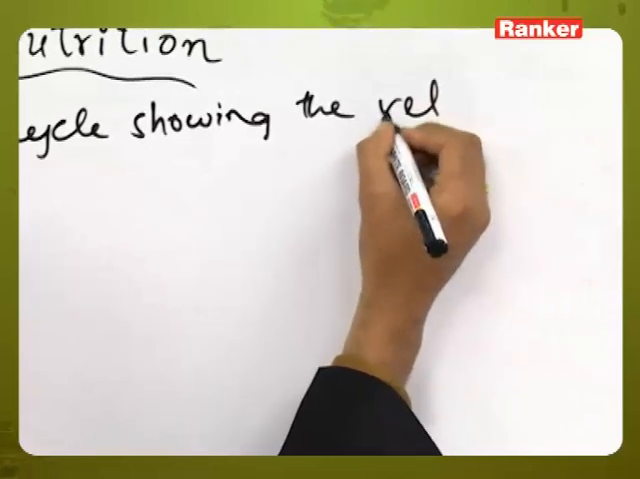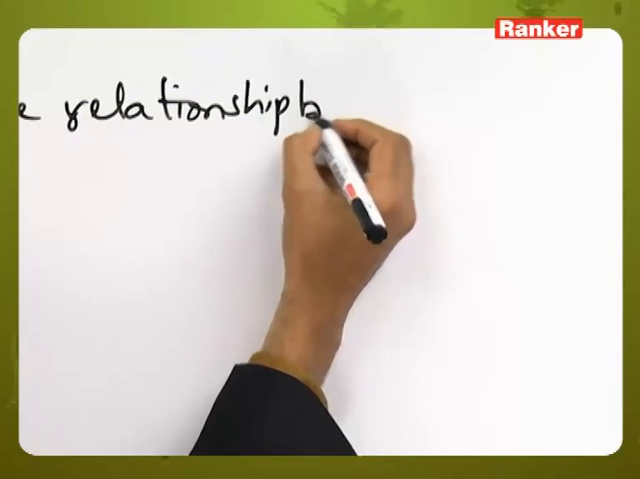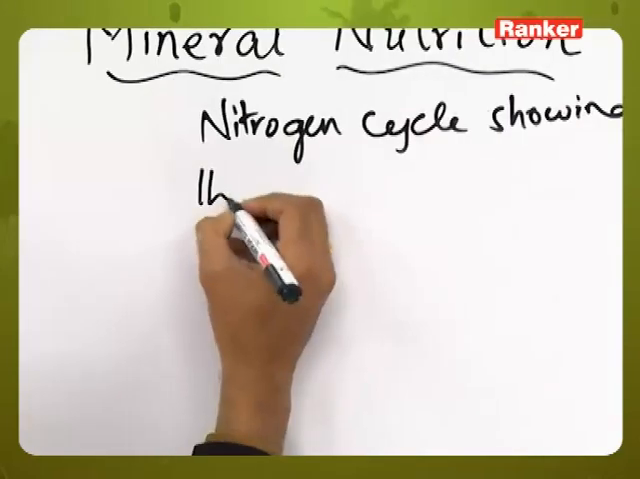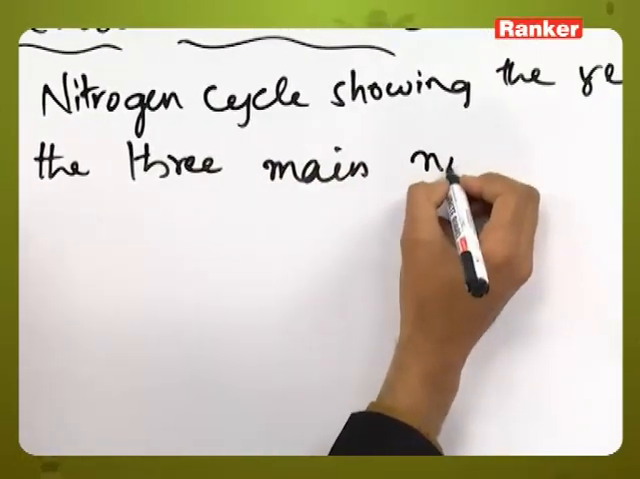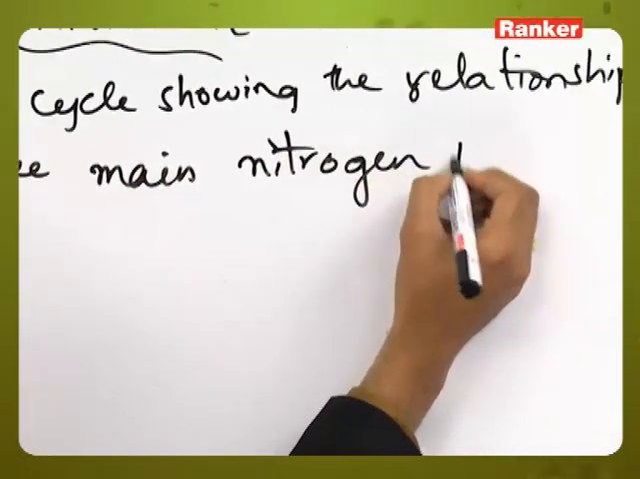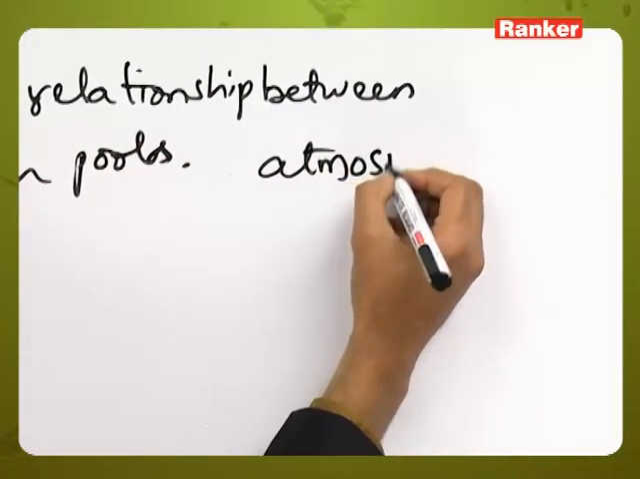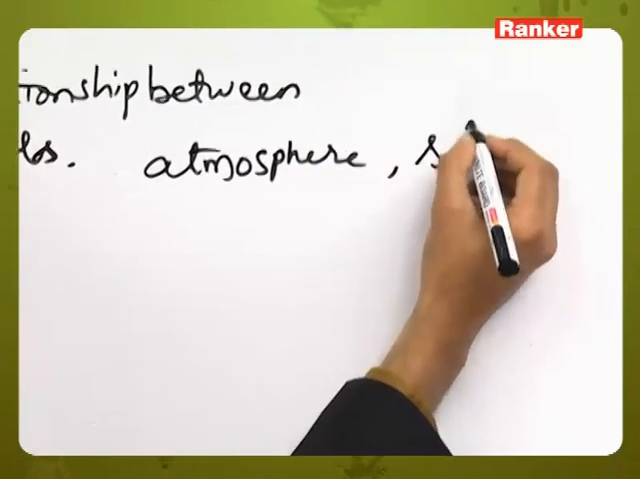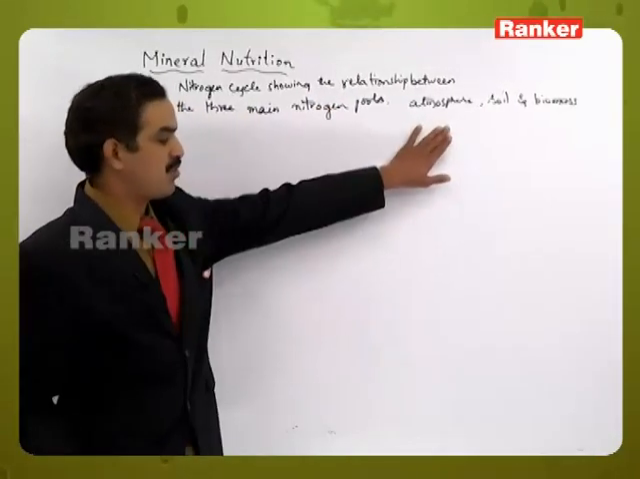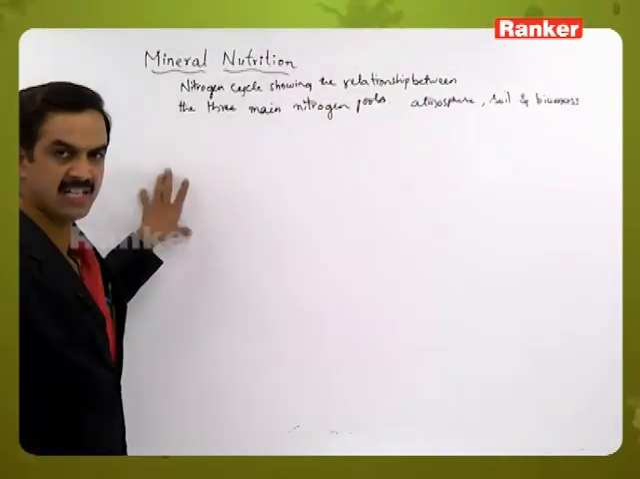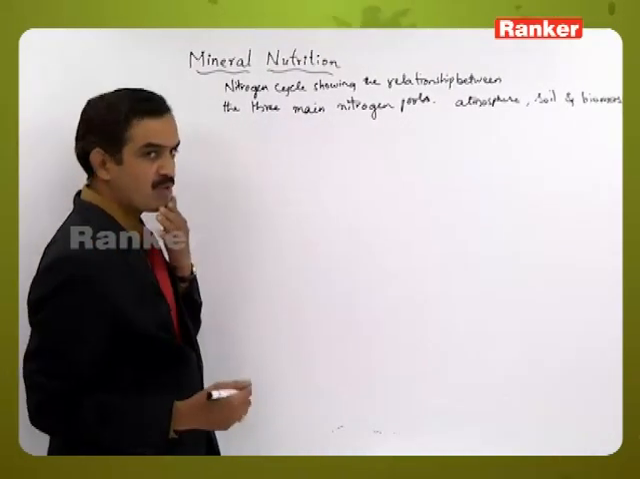The nitrogen cycle showing the relationship between the three main nitrogen pools. Those three nitrogen pools are atmosphere, soil and biomass. So let us take first the atmosphere. Already we have seen that in the nitrogen cycle part, but how it is related with other pools of nitrogen also, here.